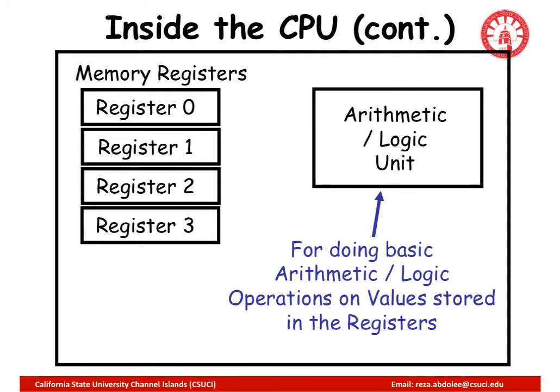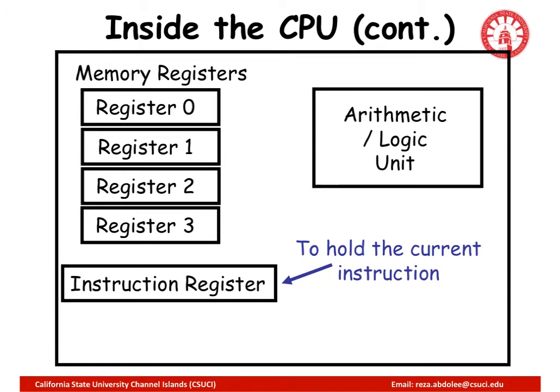The CPU also consists of a unit called the arithmetic logic unit, the short form of which is ALU. This component is responsible for doing basic arithmetic or logic operations on values stored in the registers within the CPU. Examples of arithmetic and logic operations that we can name are addition, subtraction, multiplication, XOR, and NOT.